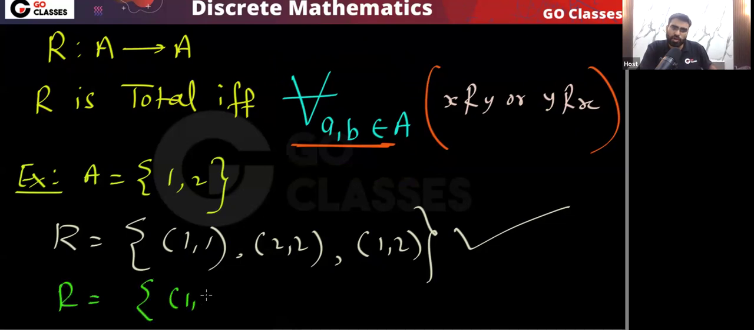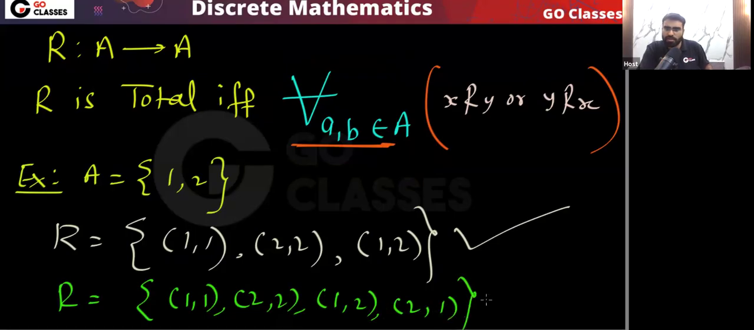This relation is also total. 1 related to 1, 2 related to 2, 1 related to 2, 2 related to 1. This is also total. At least one of them must be related to another: either x is related to y or y is related to x. Now, did you understand this question? Please let me know.